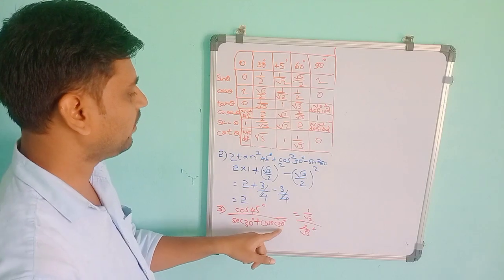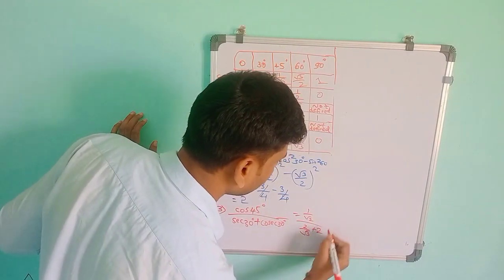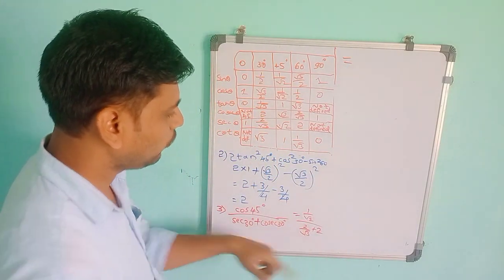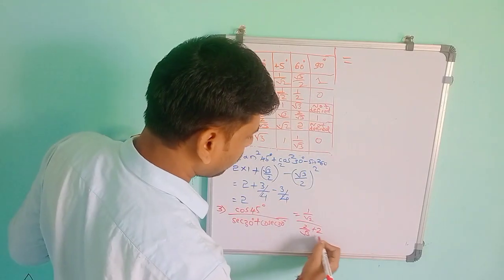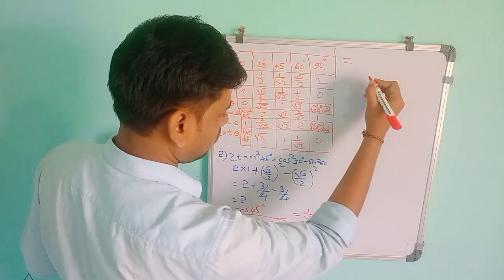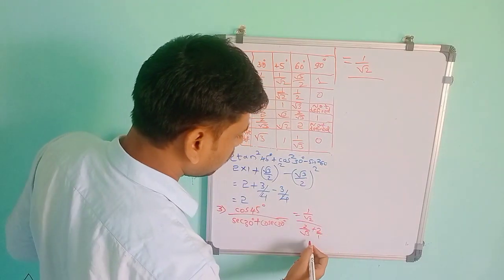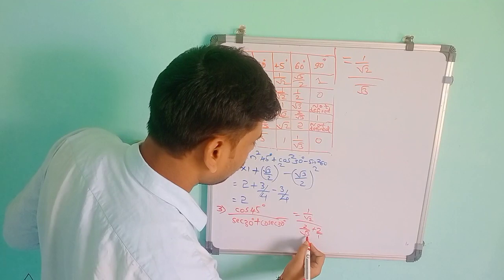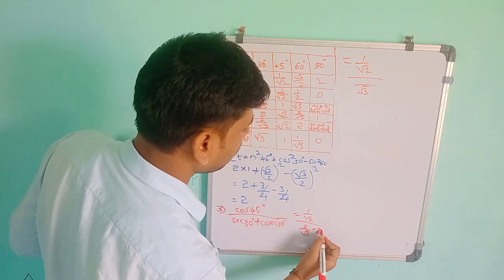Cosec 30 is the reverse of sin 30. Sin 30 is 1 by 2, so the reverse of sin is 2. So this will be 1 by root 2 divided by 2 by root 3 plus 2. Then take the LCM: for this 2, nothing is there, meaning 1 only, so root 3 will be the LCM. So 1 by root 2 as it is, the whole divided by, this is root 3, so you have to multiply 2 by root 3 also.